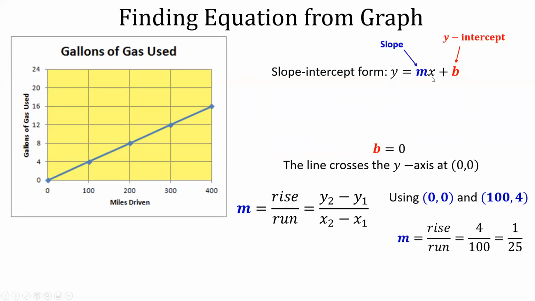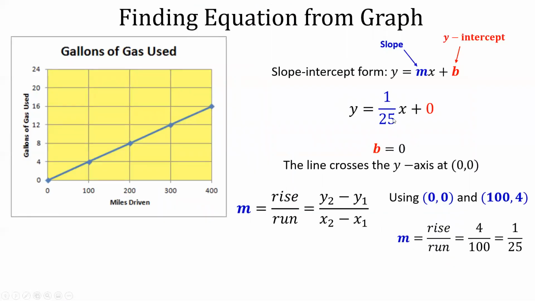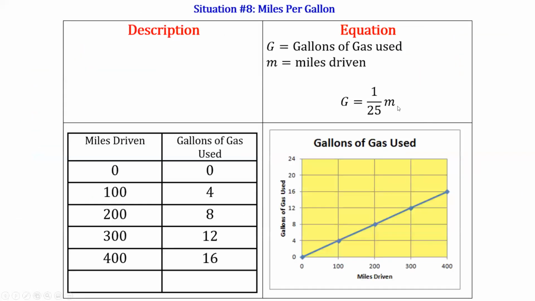Once again, I'm not going to use y and x. I'm going to use some different variables. So when I write my equation, it's going to look like G and M. I'm going to use G for gallons of gas and M for miles. And I'm going to have G equals 1 over 25 M. Yes, my equation was 1 over 25x plus 0, but you don't need that plus 0. You can get rid of it. If you write it, it's not wrong. It's just not needed. So I have G equals 1 over 25M.